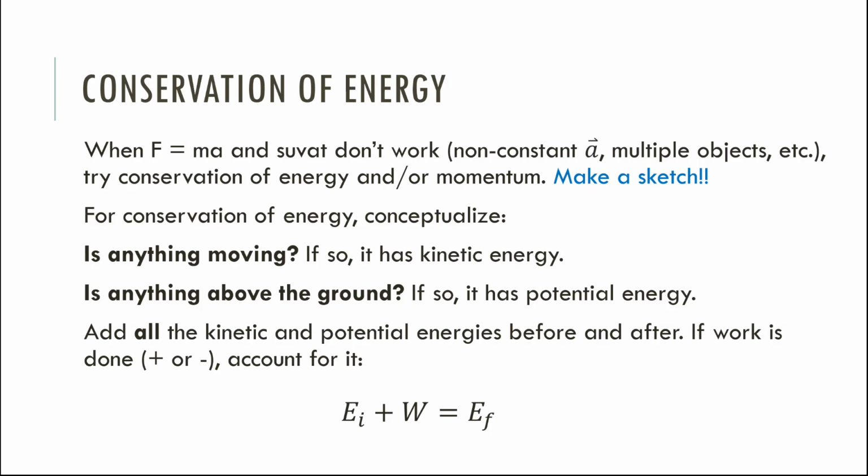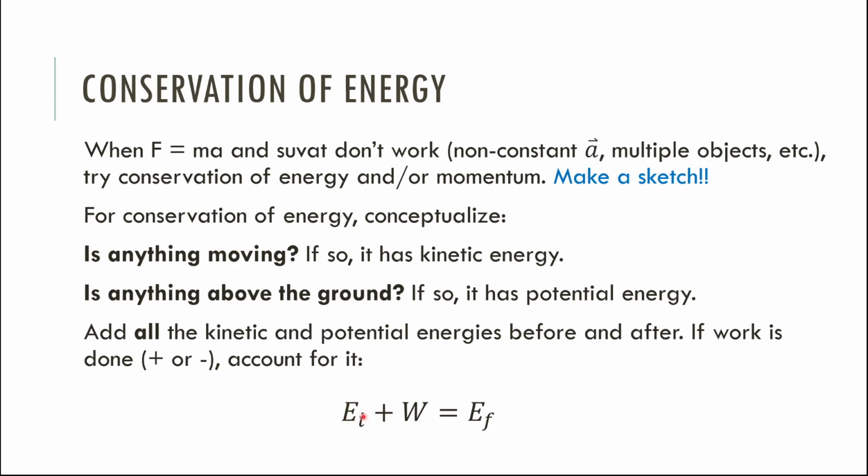If you don't have any work being done on your system, so there's no external force coming in and adding energy, and there's nothing like friction doing negative work to take energy away, then initial should equal final energy. But you can account for any energy gained or lost by adding this term over here, the little W for work. All right, so that's for work. So that's conservation of energy, and it's for everything in the system.